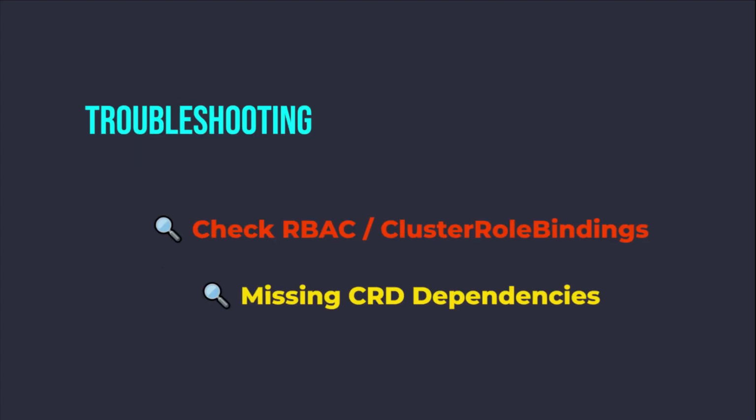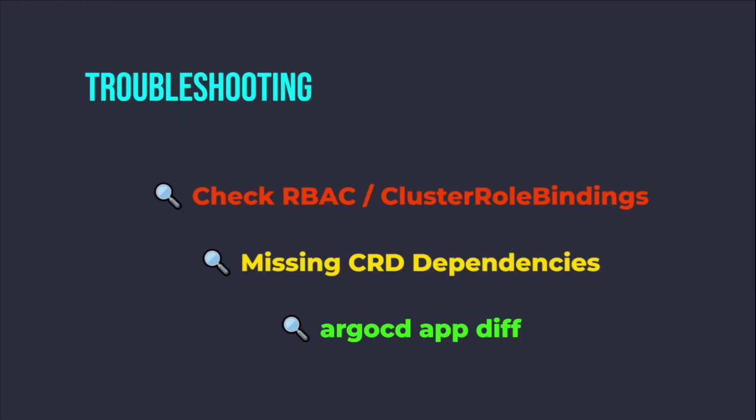Another common issue is resource dependency failure. If a custom resource definition is missing, the application deployment will fail. Ensure the CRD is applied and ready before the dependent application manifest is synchronized. Use the argocd app diff command to compare the live cluster state against the desired Git state immediately, pinpointing the exact discrepancy causing the failure.